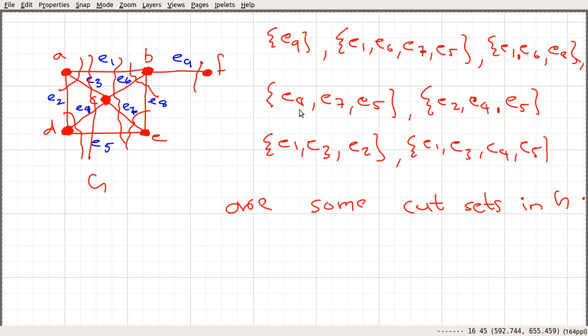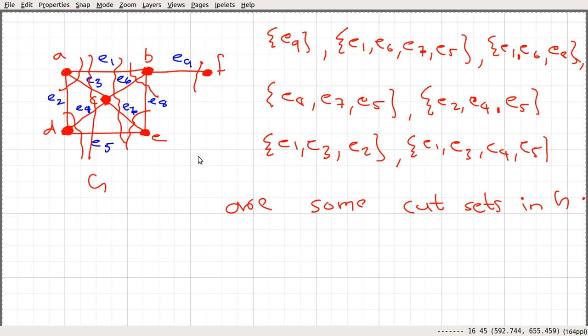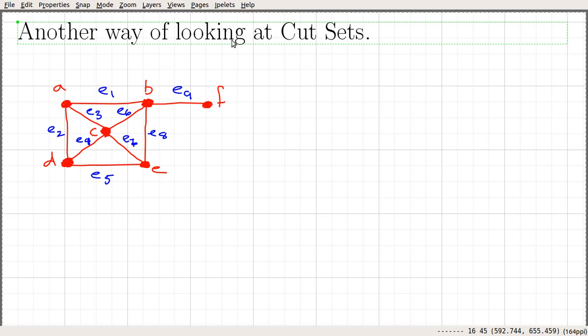Okay, now the definition is clear, I think. A set of edges whose removal from the graph leaves the graph disconnected, whereas the removal of no proper subset of these edges disconnects G, such a set of edges is called a cut set. Another way of looking at a cut set is as follows. Let's consider a particular cut set, say E1, E6, E7, E5.